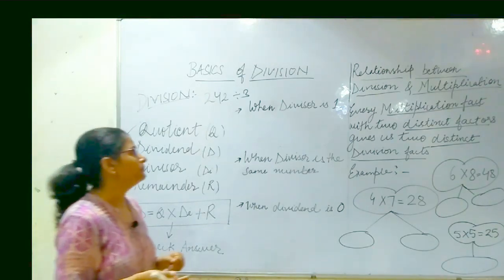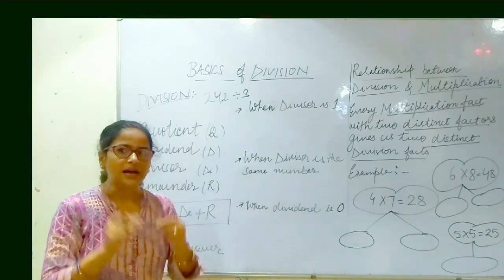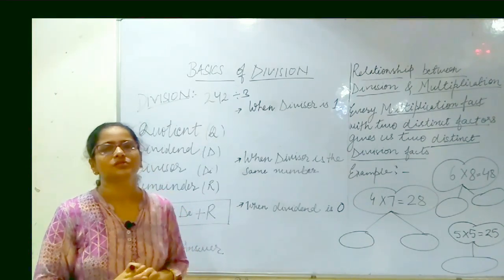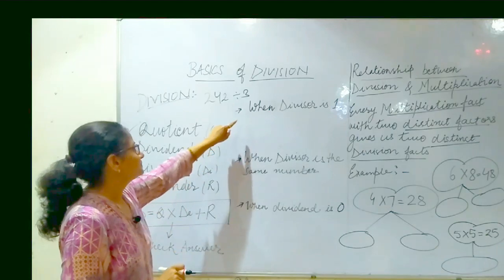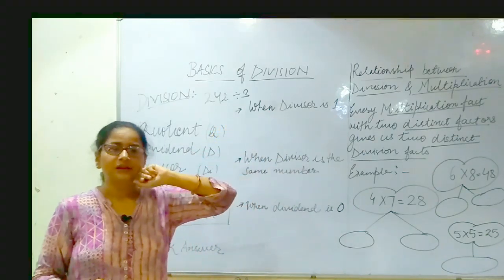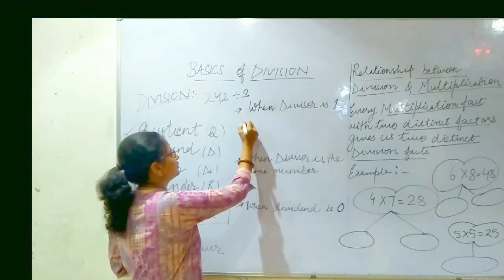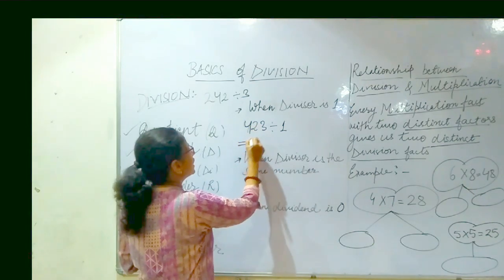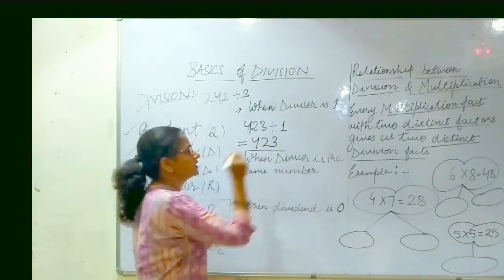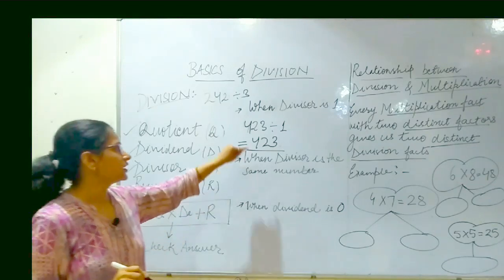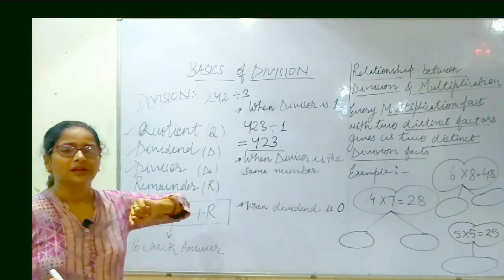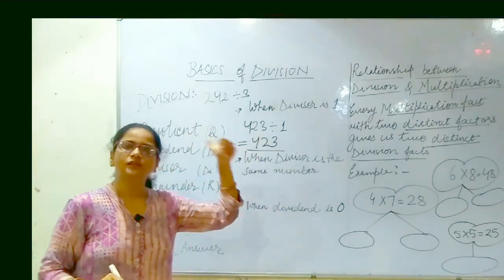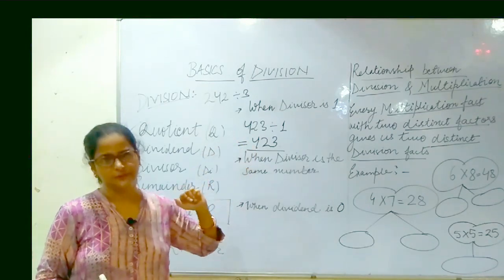Now come to some basic properties of division that you have to learn by heart, that you have to keep in your mind every time while doing the question of division. When your divisor is 1, means if you have a number 423 divided by 1, then your answer will always be the number itself. Whatever your dividend is, if you are dividing it with 1, your answer will be your dividend only.